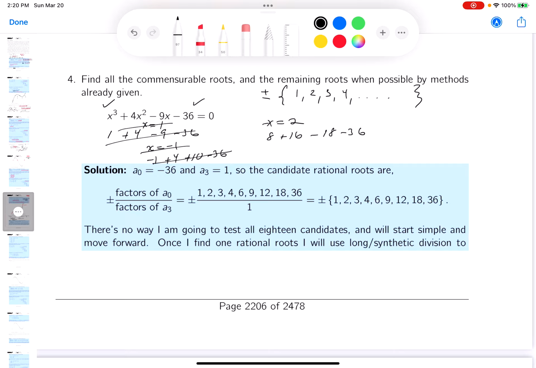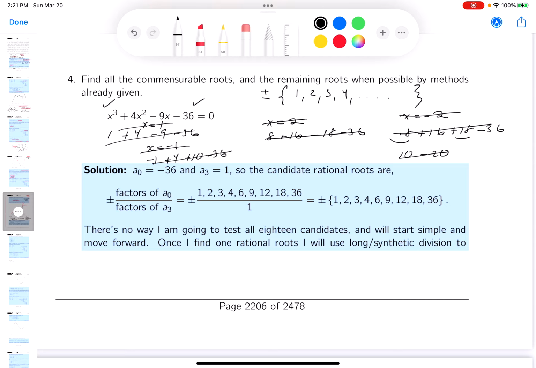I guess you could try minus 2, right? These are small numbers, though. Minus 8 plus 16 plus 18 minus 36. Well, minus 8 and 18 is 10, and 16 minus 36 is minus 20. That doesn't give me 0, does it? That's going to get crossed off.